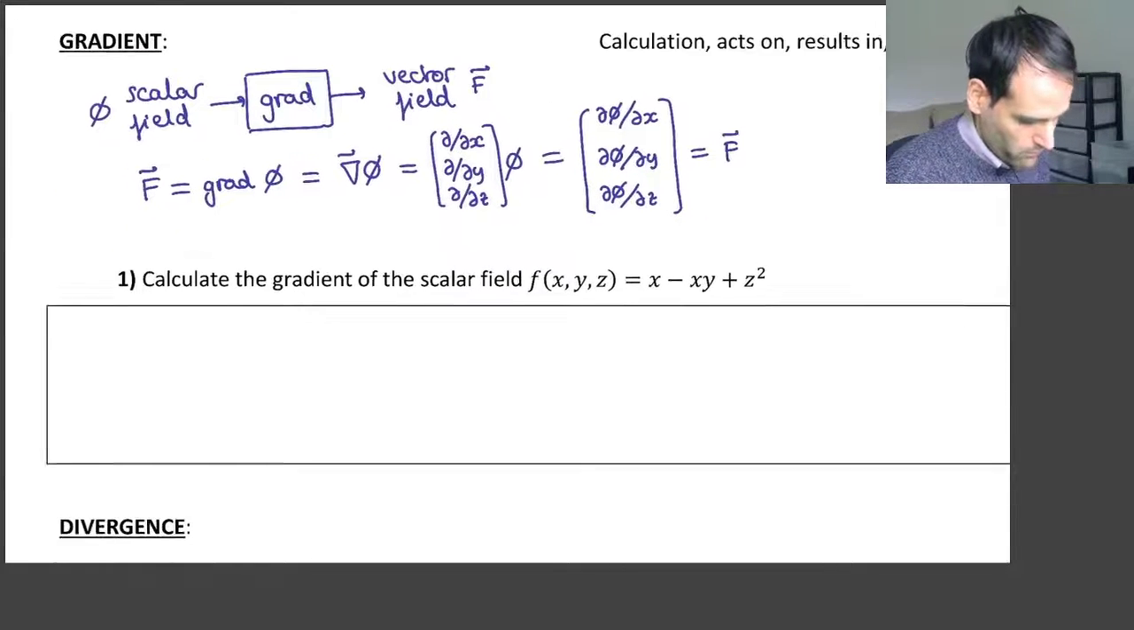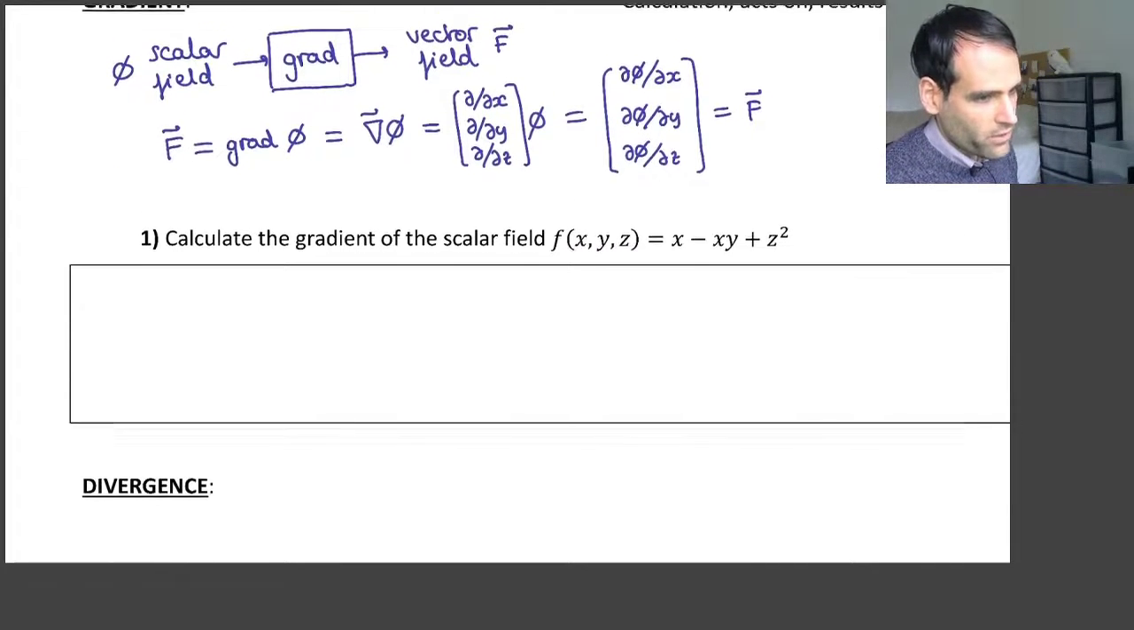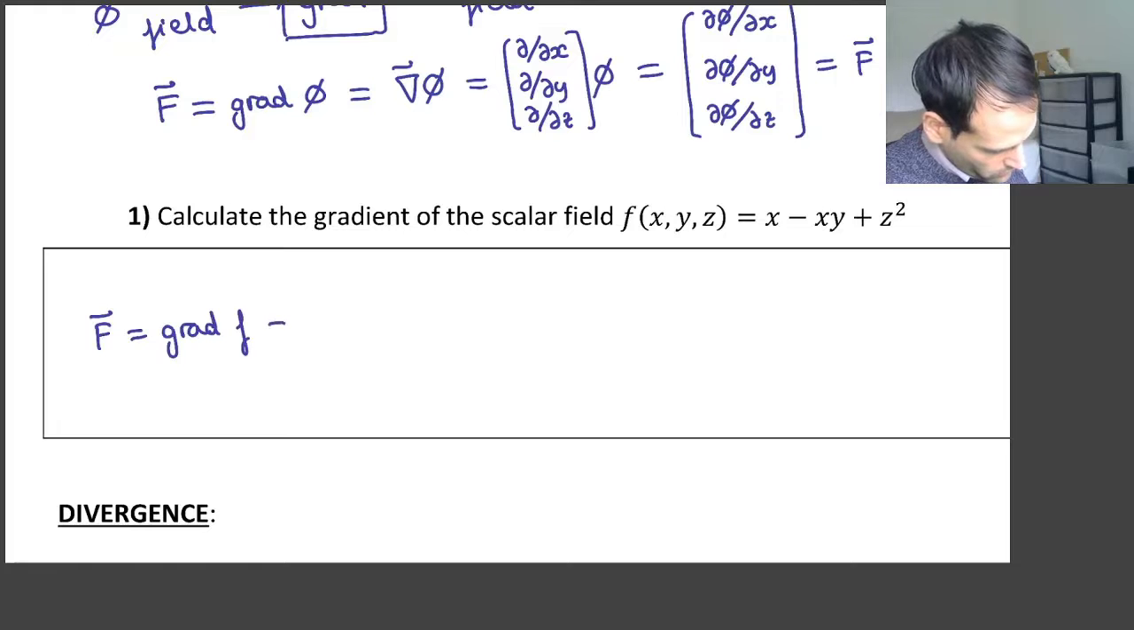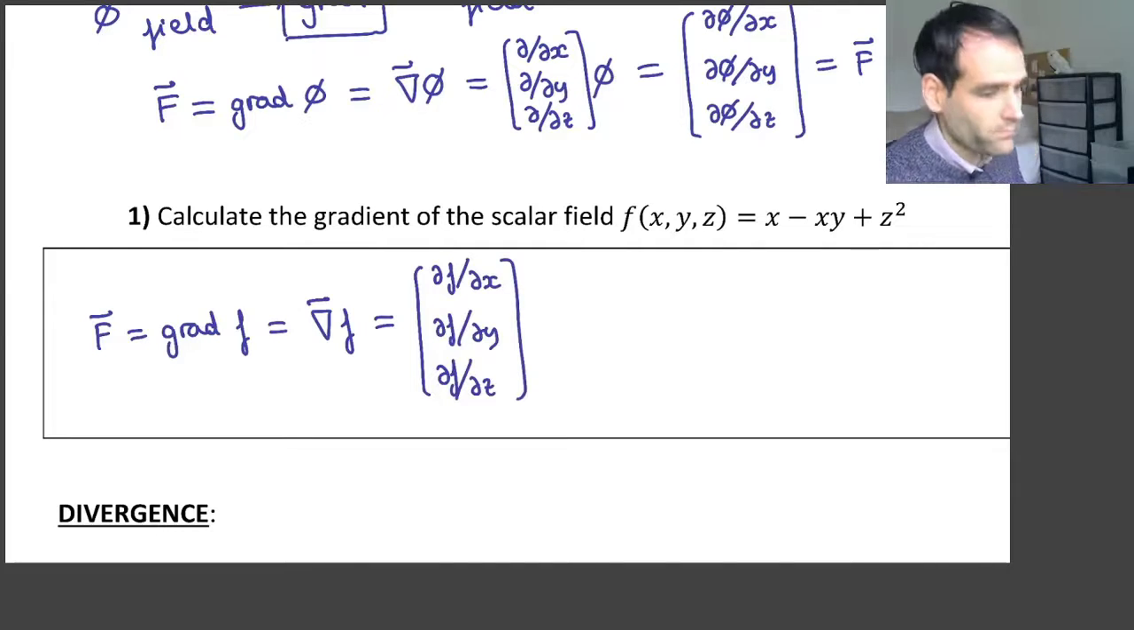So let's see an example. Calculate the gradient of the scalar field f of x, y, z equals x minus x times y plus z squared. So let's calculate the gradient. So our result, capital F, is equal to the gradient of f, which is equal to nabla applied to f, which is equal to the derivative of f with respect to x, the derivative of f with respect to y, and the derivative of f with respect to z, all written as a vector.